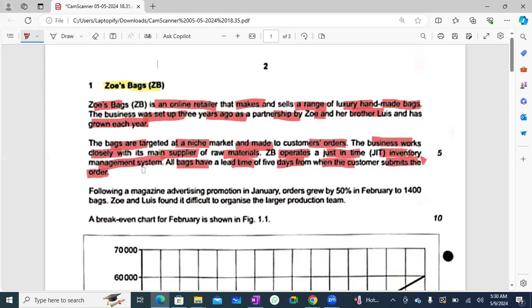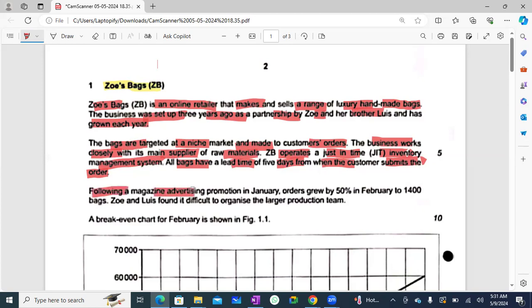So it means that whenever any uncertainties are incurred, at that time it would be difficult for them to complete the order in 5 days. So maybe at that time they will have more lead time, and this can also worsen because they are using JIT. So that's why maintaining the relationship with the supplier is very much important for Zoe's Bags.